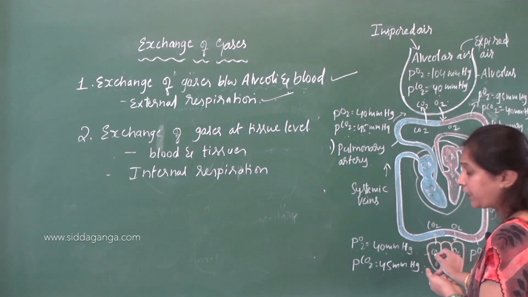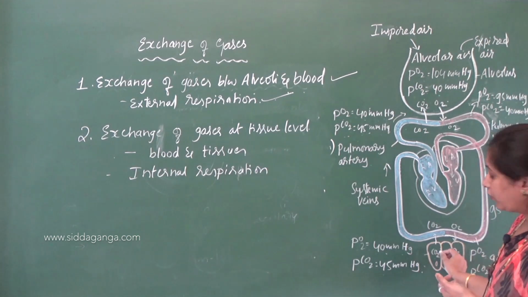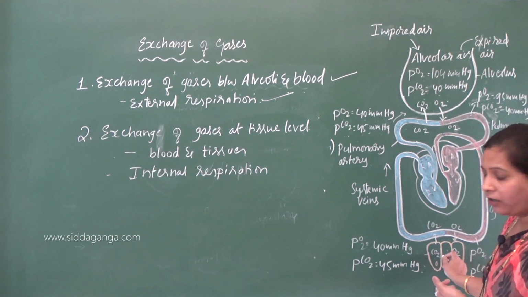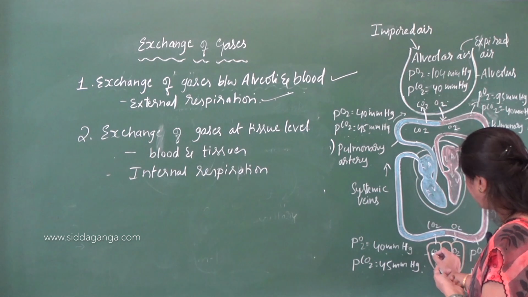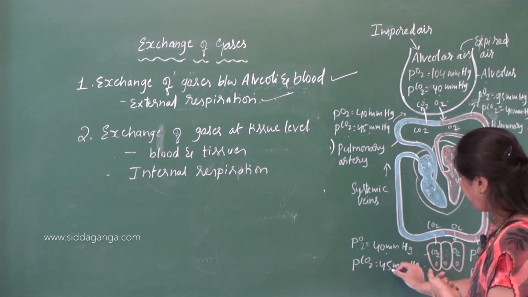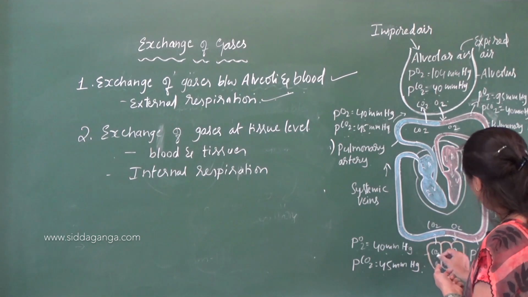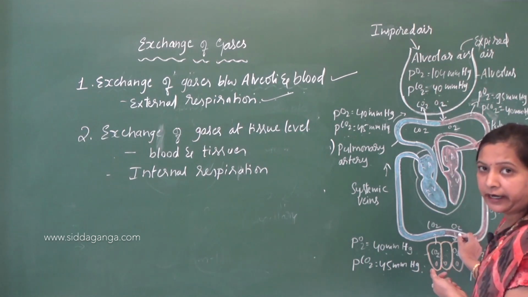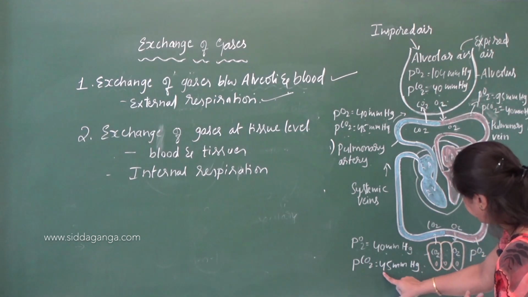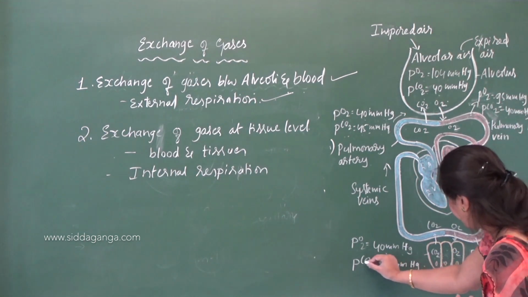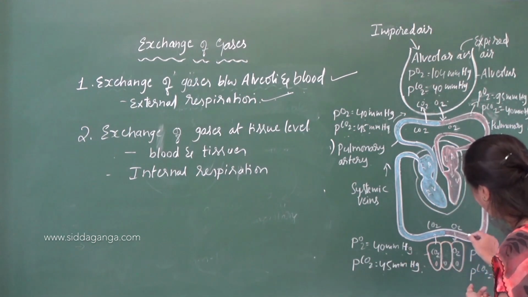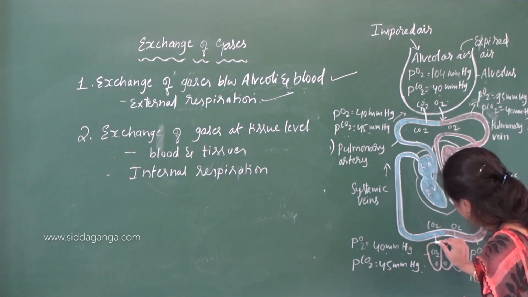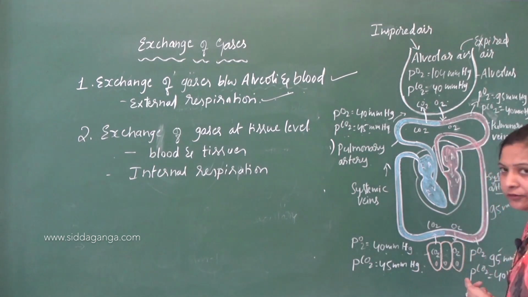Okay, so here what is the end product? Carbon dioxide. It is due to the cellular oxidation that carbon dioxide is continuously produced in the cells. So what is the partial pressure of carbon dioxide here? It is 45 mmHg. It is more than the partial pressure of carbon dioxide in the oxygenated blood. So the partial pressure of carbon dioxide is more in the tissues than in the oxygenated blood, so the carbon dioxide from the body tissues diffuses into the blood.